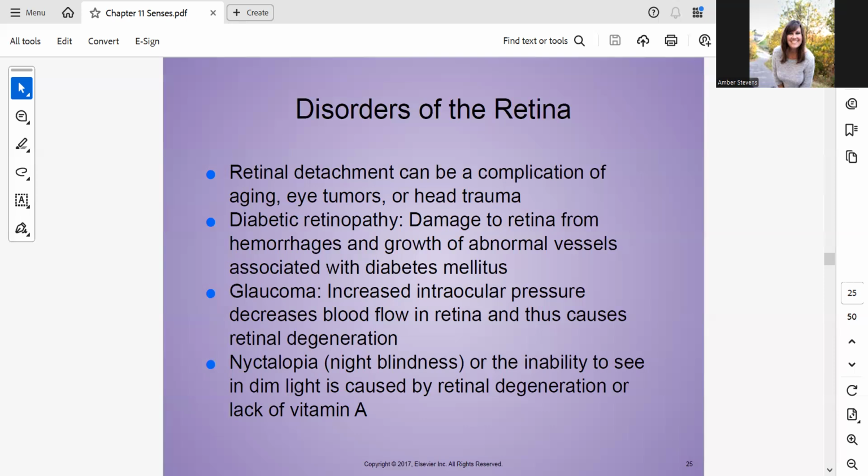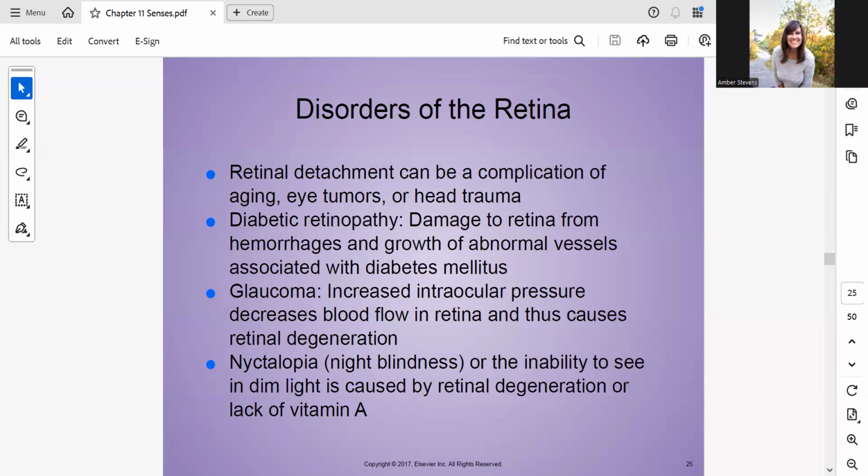You have diabetic retinopathy. This is a complication from diabetes mellitus, and it damages the retina through hemorrhages and the growth of abnormal blood vessels. And this condition is a leading cause of vision loss among adults and highlights the importance of managing diabetes effectively. Glaucoma occurs when increased intraocular pressure reduces blood flow to the retina. So over time, this pressure can lead to retinal degeneration and vision loss. Regular eye exams are vital to detect this early.